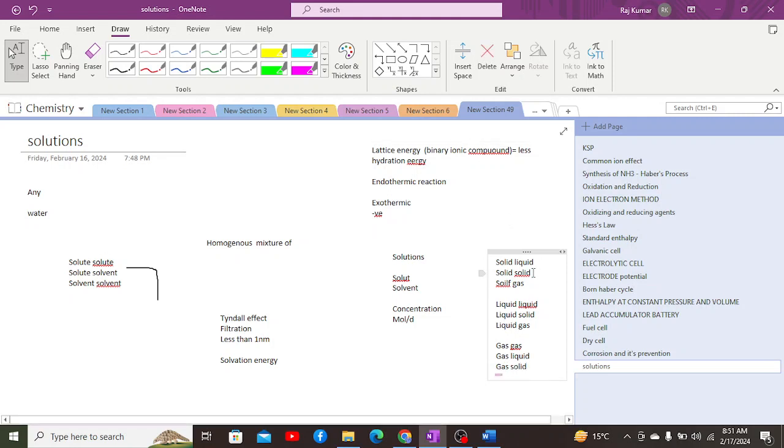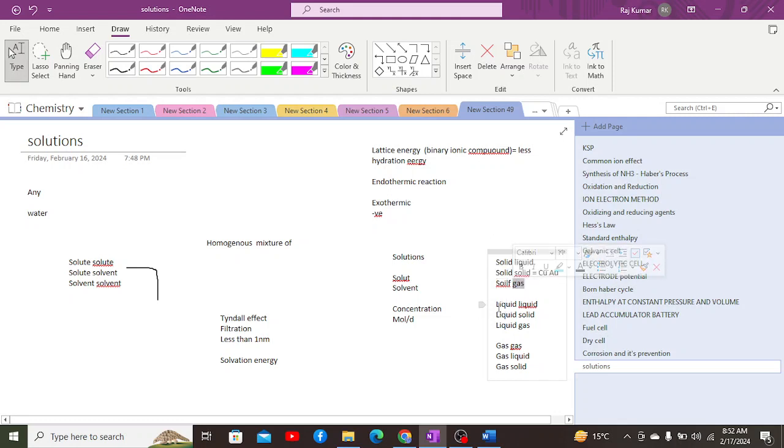Now a solid solution is one in which solid is the solvent and solid is also the solute. An example of this is an alloy. In an alloy, let's suppose copper and gold, in that gold is the solvent and copper is the solute because gold is present in large quantity. After the solid-solid, for solid-liquid, salt water is an example. Solid is the solute and liquid is the solvent. Water is the solvent and salt is the solute. Solid-gas has the example of dust particles in air. Dust particles are the solute and the air is the solvent, which is the gas.